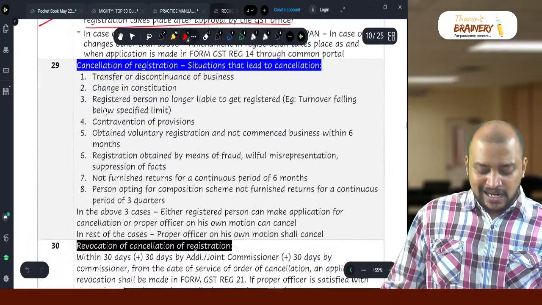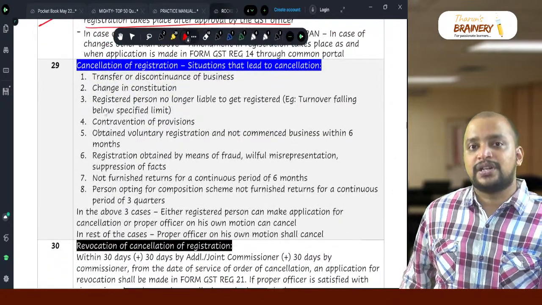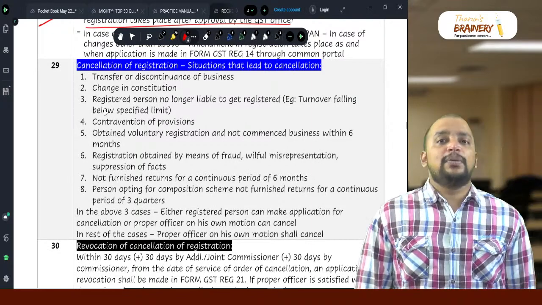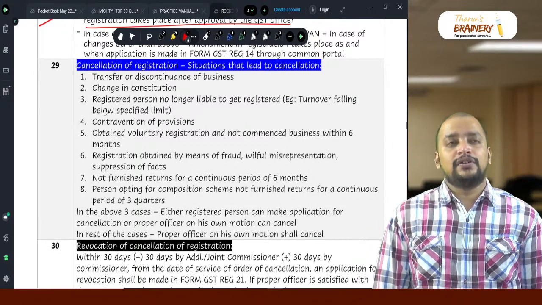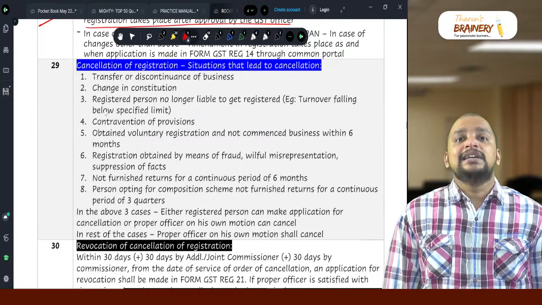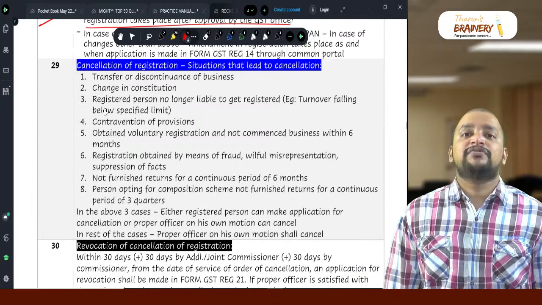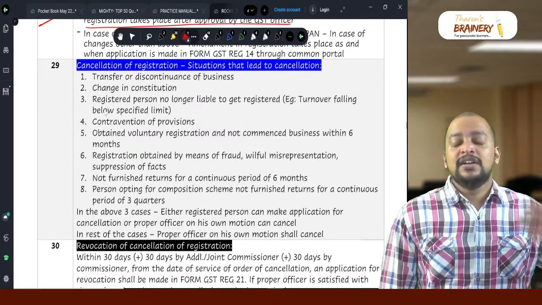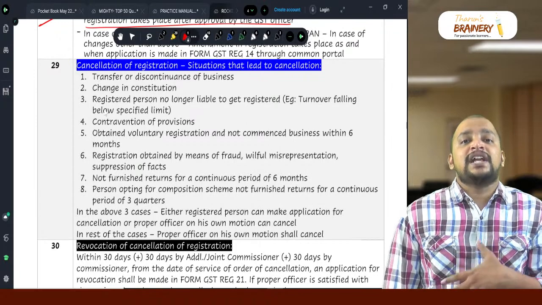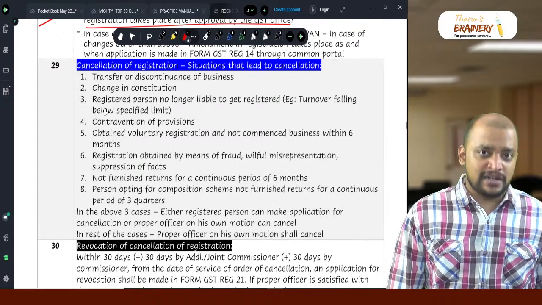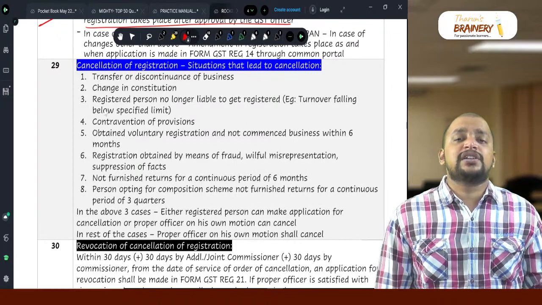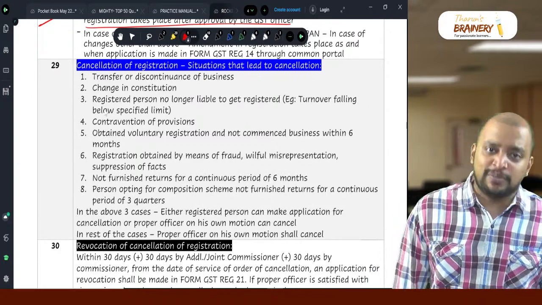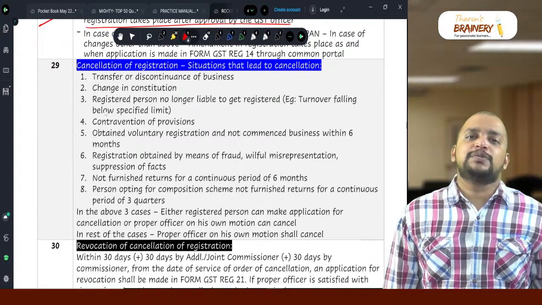Then section 29, cancellation of registration. So total 8 cases there will be cancellation of registration. So number 1, first 3 cases, either registered person can make application for cancellation or proper officer can suo motu initiate cancellation. First 3 cases, what is that? So transfer or discontinuance of business. Or number 2, change in constitution resulting in change in permanent account number. Number 3, that person is no longer liable to be registered. Maybe aggregate turnover falls below the threshold limit.